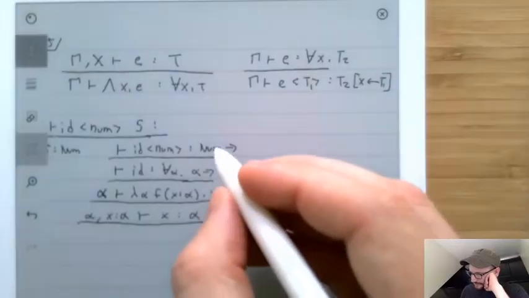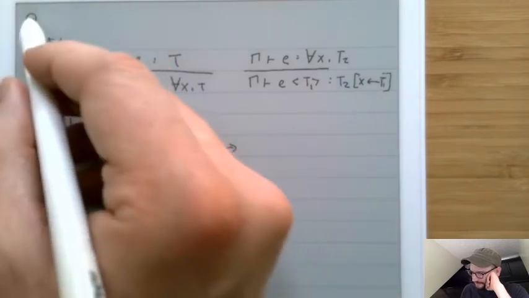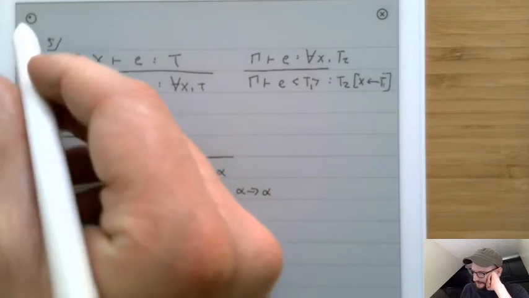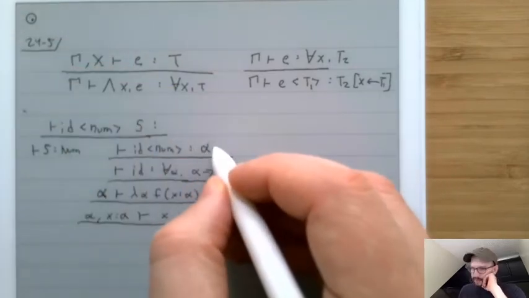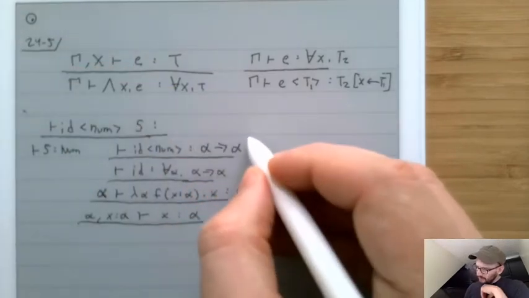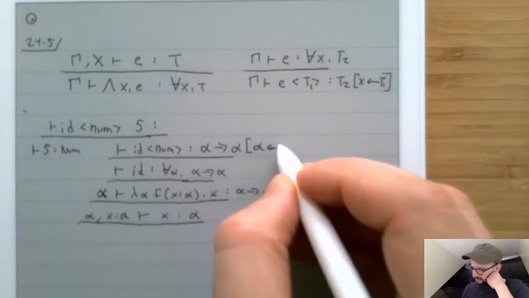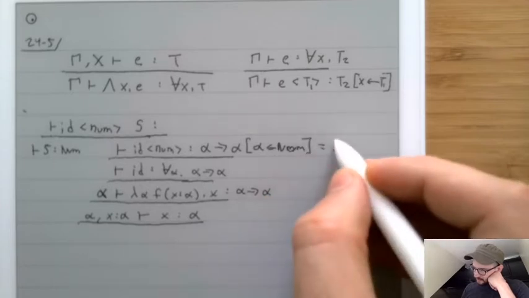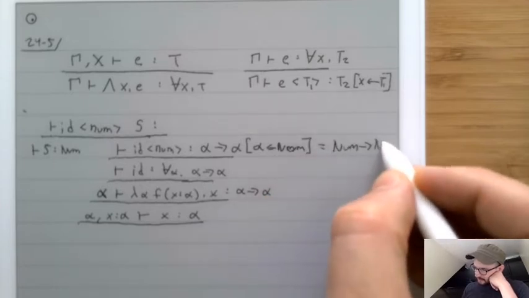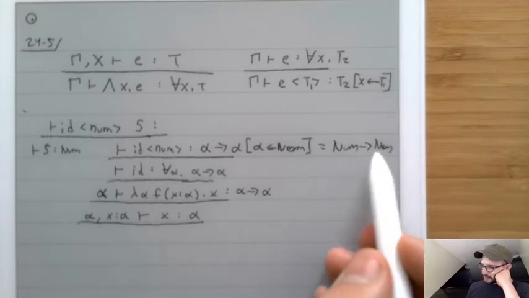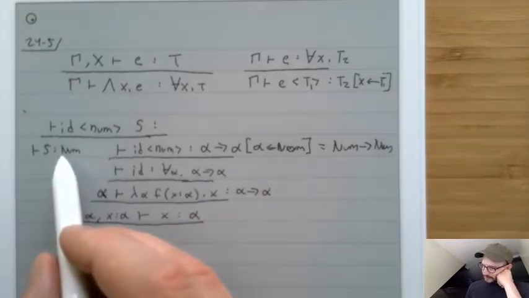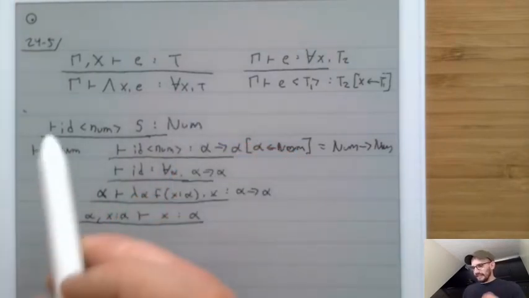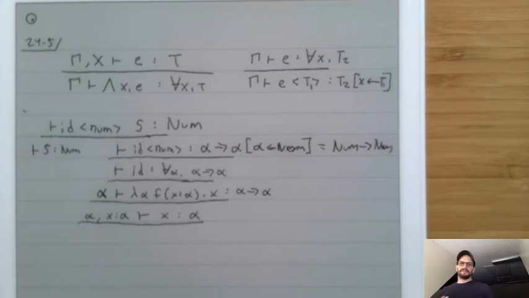That means that this is a function that goes from alpha to alpha, which means that this is for all alpha, alpha arrow alpha. And so what is this equal to? Well, it's equal to alpha arrow alpha, where we find all the alphas and replace them with number. And that is, of course, equal to number arrow number. So this takes number arrow number, it gets number, so therefore it returns number. So thus we can see that ID num 5 is going to be a number.